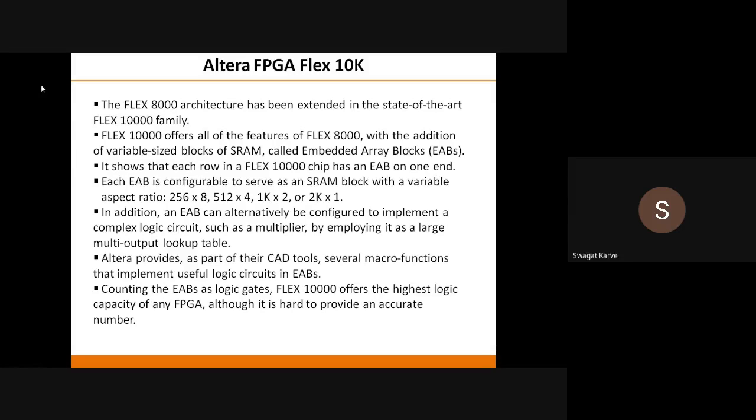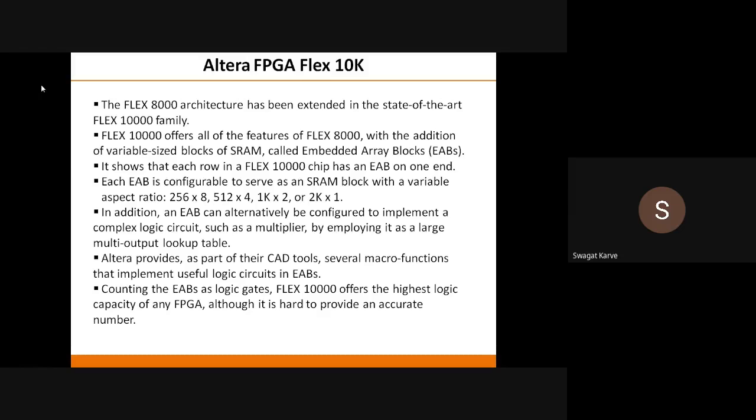Counting the EABs as logic gates, Flex 10K offers the highest logic capacity of any FPGA, although it is hard to provide an accurate number. That means, as far as this embedded array block is concerned, if you configure it as a logic gate only, then this Altera Flex 10K FPGA series offers the highest capacity of any FPGA available in the market.